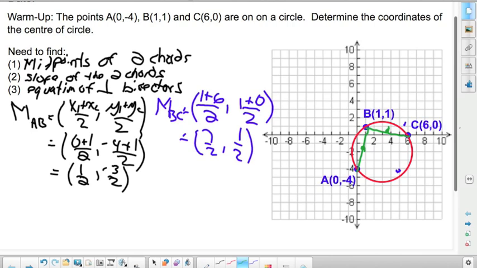So again, just going back away from the math, we want 2 perpendicular lines. So here's a green one. There we go, that's a right angle. And then the idea is if I drew another one through the other chord, somewhere where the green and blue lines intersect, that's somewhere around where my center of the circle is. Okay, so we got the midpoints.